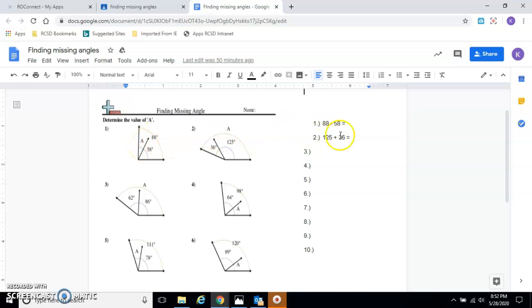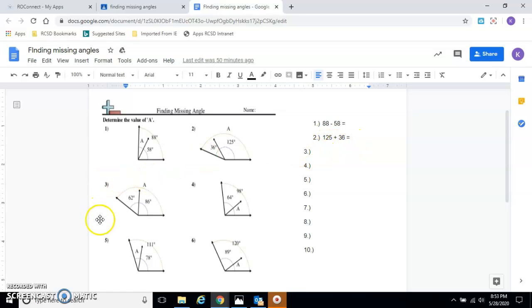So I know I've got the big angle, 88, and 58 plus A is going to get me to 88, so I'm going to subtract the 58 to determine what A is. Now, let me look at problem 2. They give me the big overall angle is A, and they give me the small angle is 36 and the other angle is 125. So how can I find A? I'm going to have to add those two together.